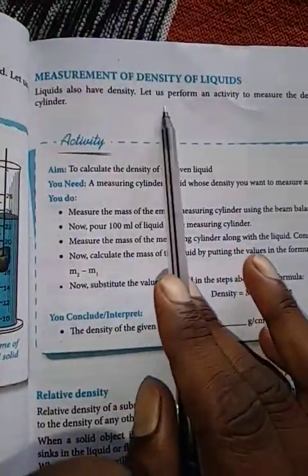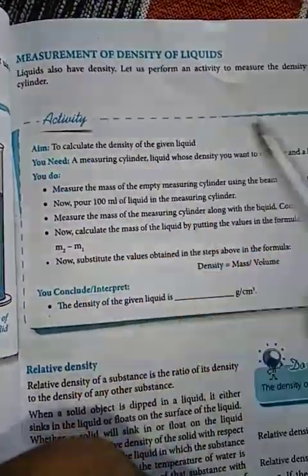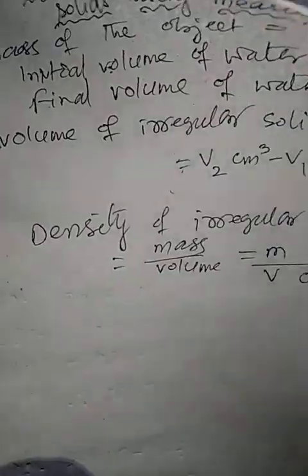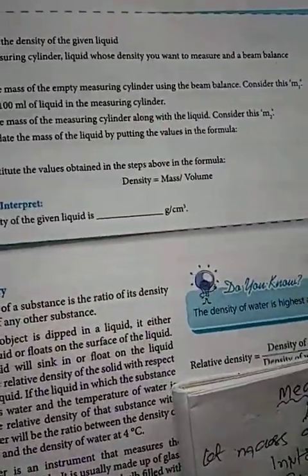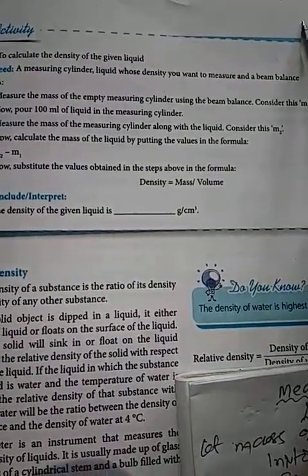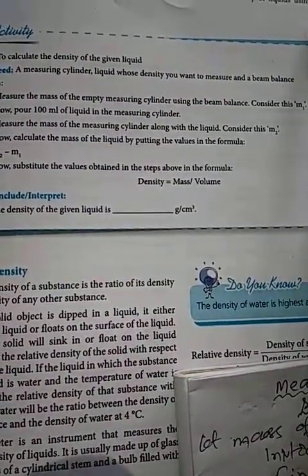Measurement of density of liquids. Liquids can also have density, so let us see how to measure the density of a liquid. To do so, we need a measuring cylinder, the liquid whose density is to be measured, and a beam balance.